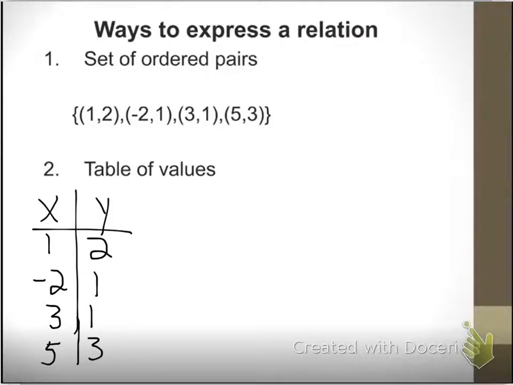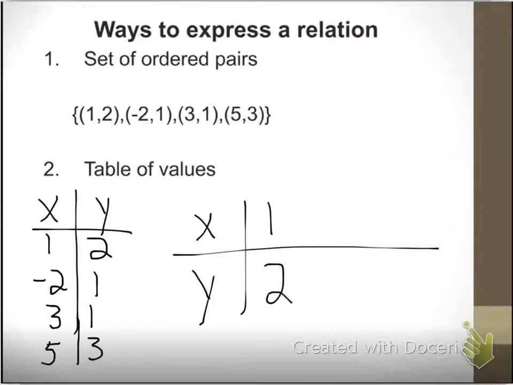You can also see your table of values written horizontally. Same concept though. You just have your x values with their corresponding y values. Just like this. So your table of values can be written vertically or horizontally. Questions on set of ordered pairs or a table of values? I see us writing, so I'm going to give us a little bit of time.